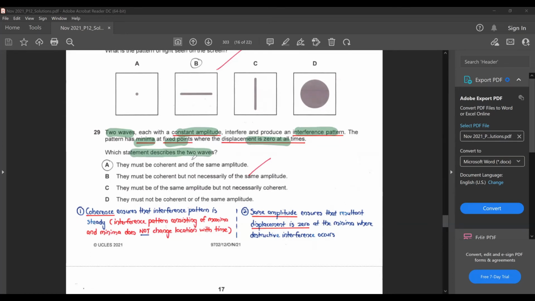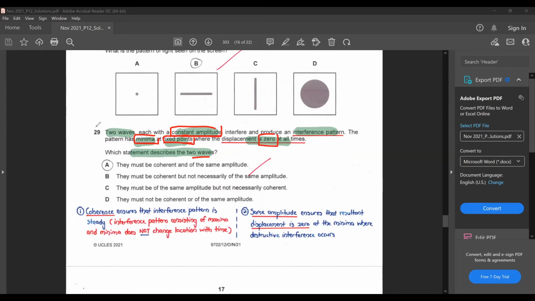Okay, so some keywords to note. The two waves had constant amplitude in the first place. And then after that, you had an interference pattern where the minima is always at fixed points where the displacement is 0 at all times. So what statement describes the two waves?